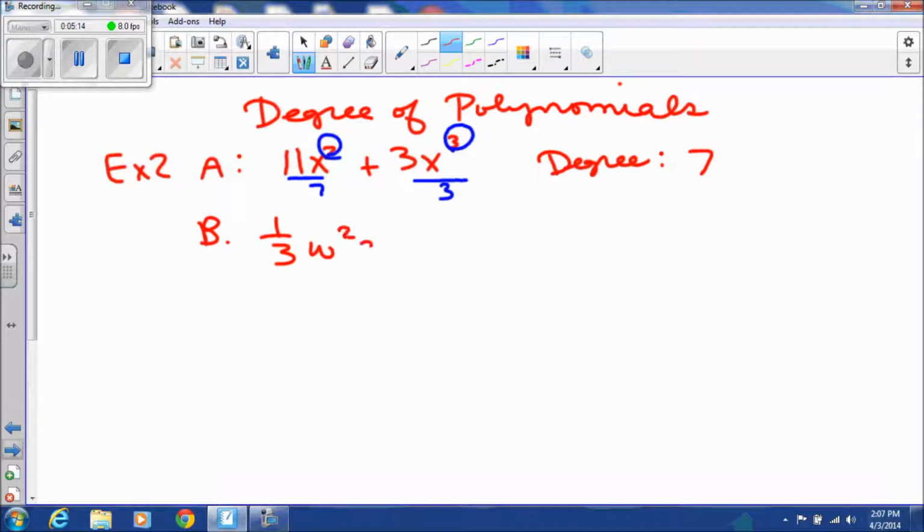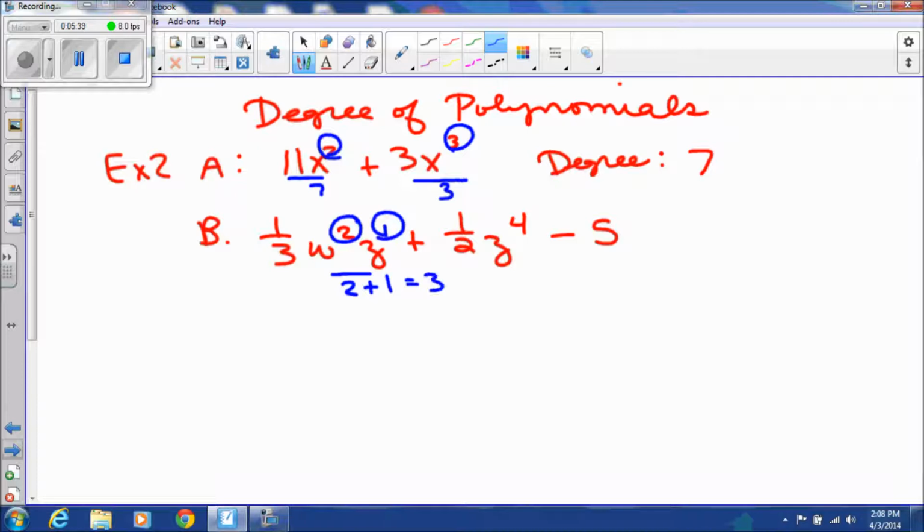One-third w squared z plus 1/2 z to the 4th minus 5. We want to find the degree of the polynomial. Again, we add the degrees of each factor of the monomial. So the degree of 1/3 w squared z to the 1st is 2 plus 1, which is 3. The degree of the second term, 1/2 z to the 4th, is 4. So therefore, the degree of the polynomial is 4 because that's the term with the highest degree.